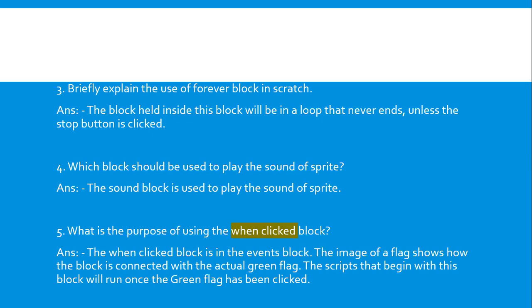What is the purpose of using the when click button? The when click button is in the event block. The image of a flag shows how the block is connected with the actual green flag. The script that begins with this block will run once when the green flag has been clicked.